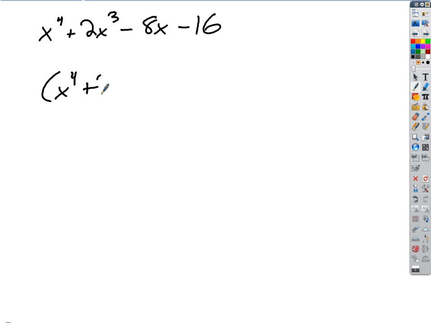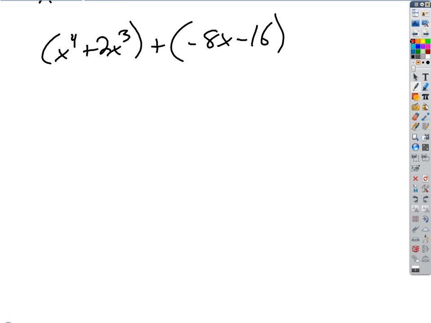Okay, so we could do first group, x to the 4th plus 2x cubed, plus negative 8x minus 16. Notice you've got to put that plus sign between the groups. People tend to forget that. I don't know why, but people do. So start with the first group. What do I do? Undistribute the greatest common factor, which here would be what? X cubed. Everybody see that? I could undistribute an x cubed, leaving me with what? X plus 2. Good. X plus 2. Plus.